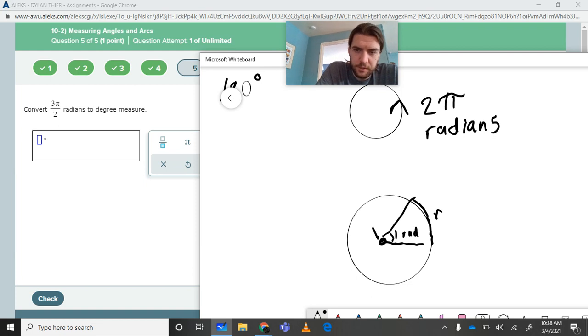And there are approximately 6.28 of those around the outside of your circle. Sorry, I didn't draw that great. But there are 2 pi radians to go all the way around the circle. Which should make sense, right? Because that's what the circumference is. Our circumference is 2 pi r.